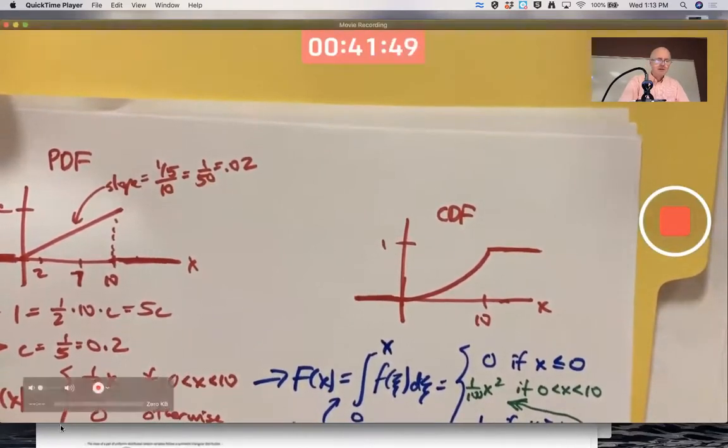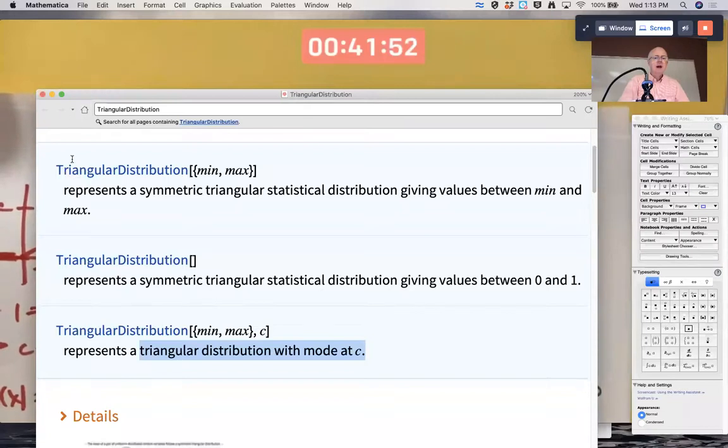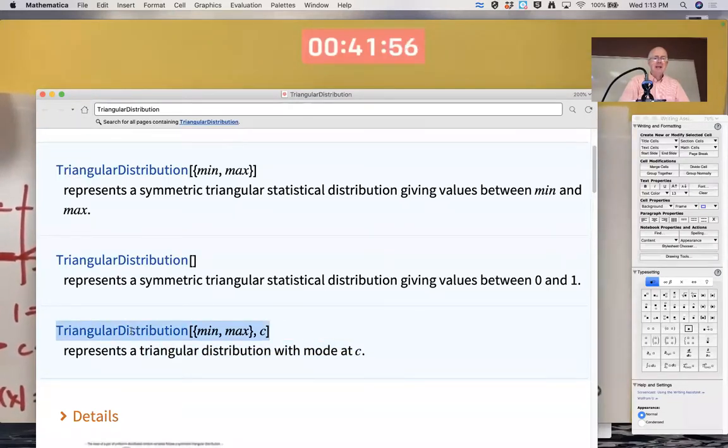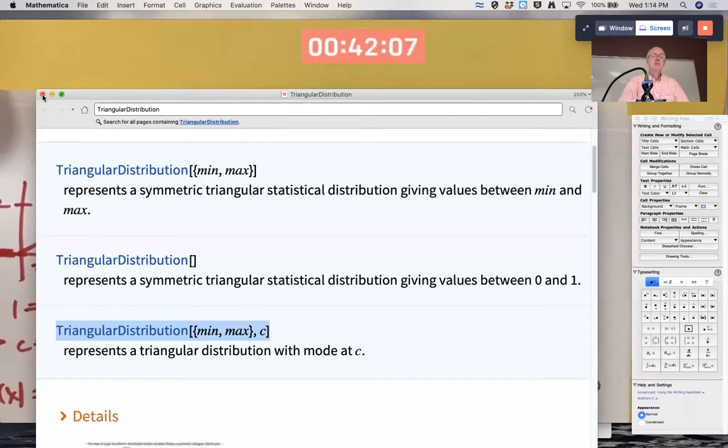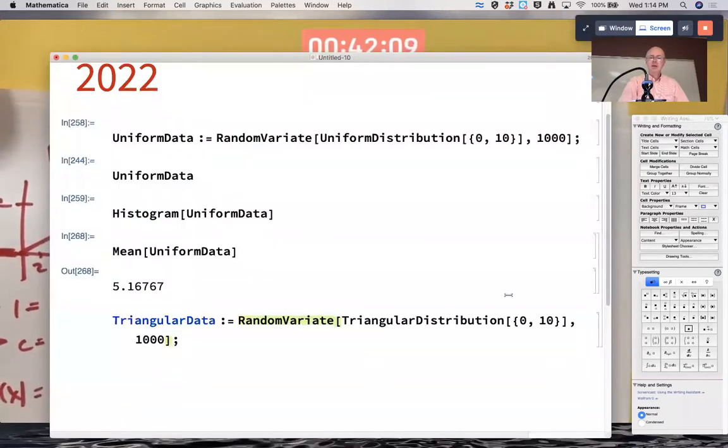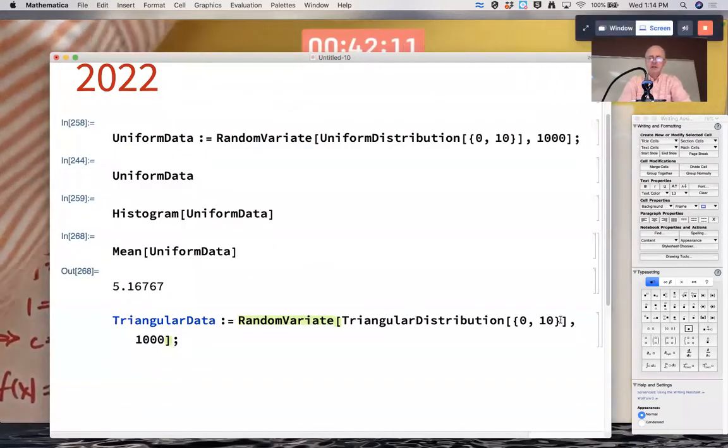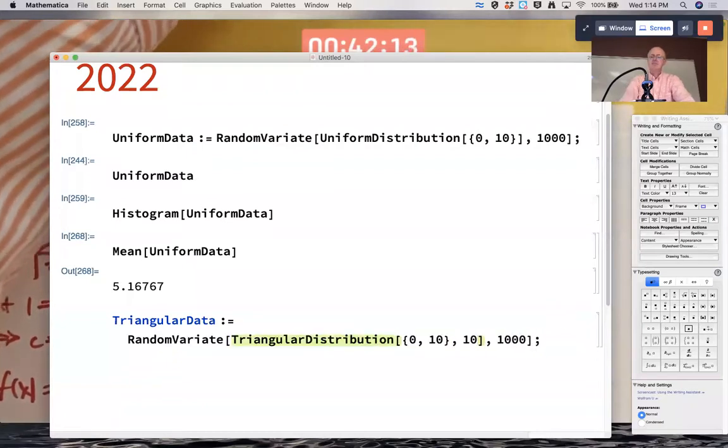Where'd my cursor go? I can't find it sometimes. There it is. I want to use this syntax right here. Put the min and max inside curly braces, separated by a comma, min and max being 0 and 10. And C is going to be the mode, which is 10, where the PDF has a highest value, a maximum. So all I need to do is put a comma 10 in there.